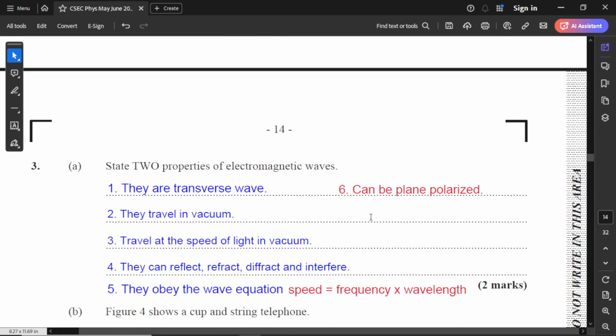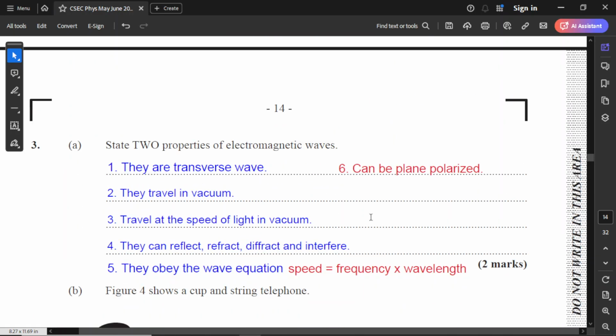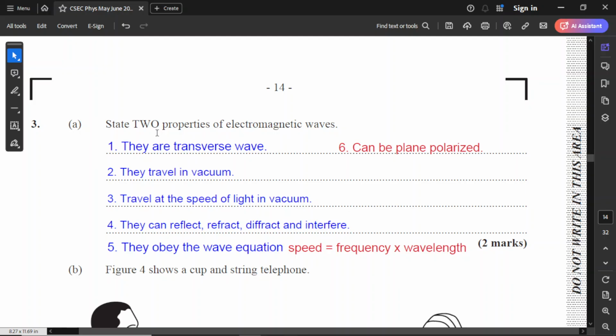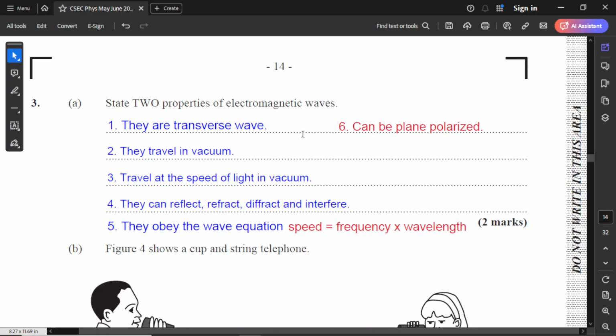All right, next question here, question number 3. It says state 2 properties of electromagnetic waves. And there are a number of different properties that you can list. They are transverse waves, which is one of the first things you want to write, of course. That's generally for all electromagnetic waves. They travel through vacuum. Those are common ones. They travel at the speed of light in vacuum as well. And they can reflect, refract, diffract, and interfere. All right, that's also important as well.